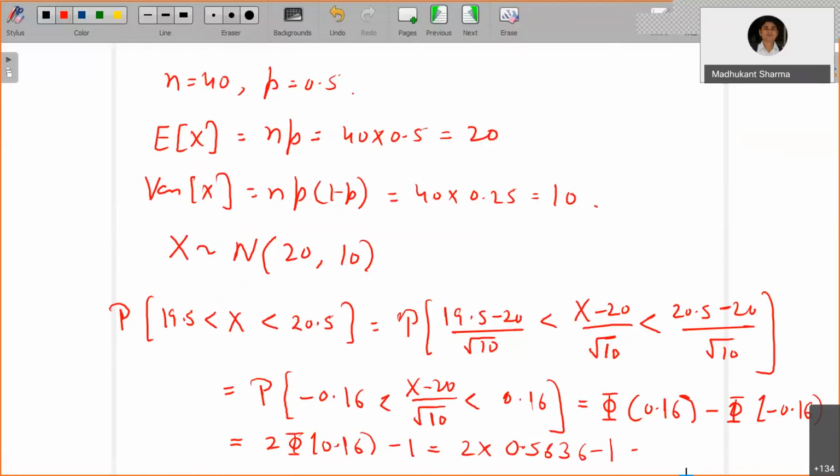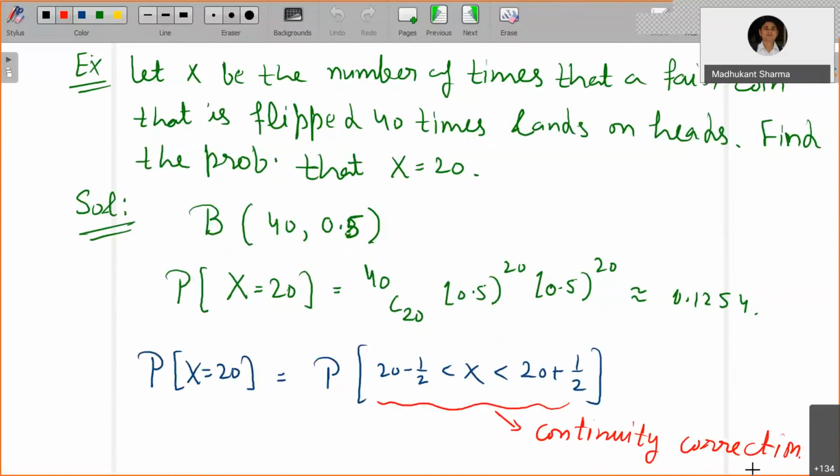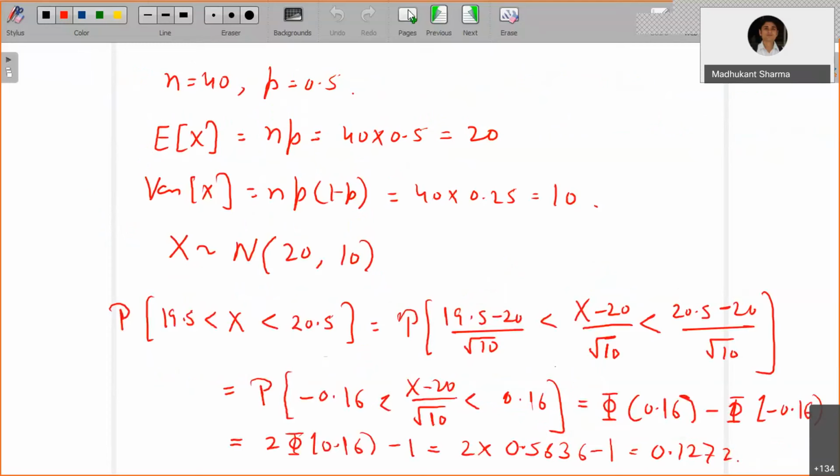So in this example you can see that the normal distribution is a good approximation to the binomial. Okay, let's take one more example.